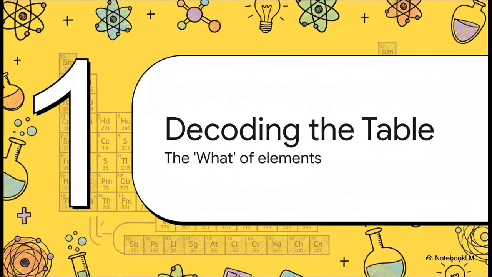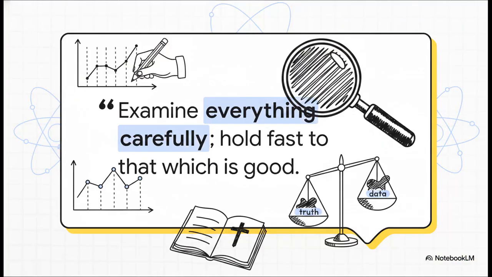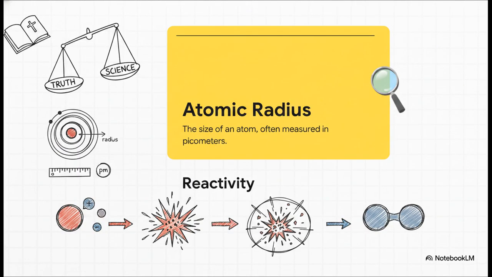Okay, Section 1. Decoding the periodic table. The what behind the elements. You know, this ancient directive to examine everything carefully perfectly sets our foundational mindset for everything we're about to do. Careful examination honors truth in science. In our context, that means we don't just guess. We check credible sources, we plot our data correctly, and we draw fair, honest conclusions based strictly on what is actually there.